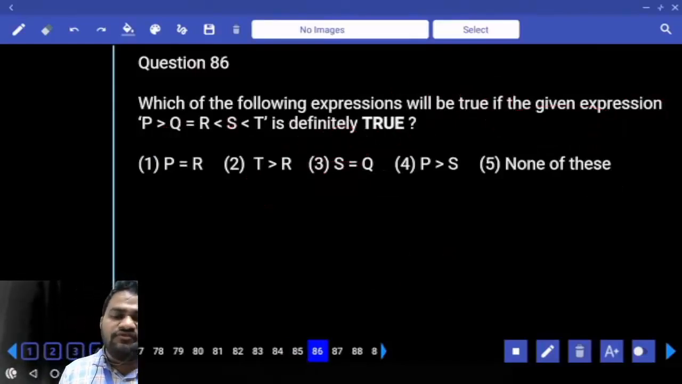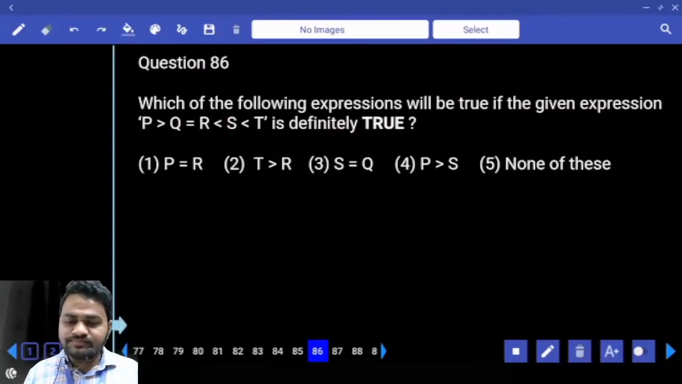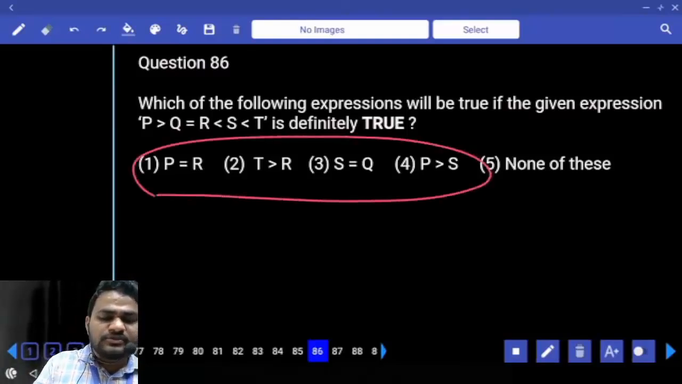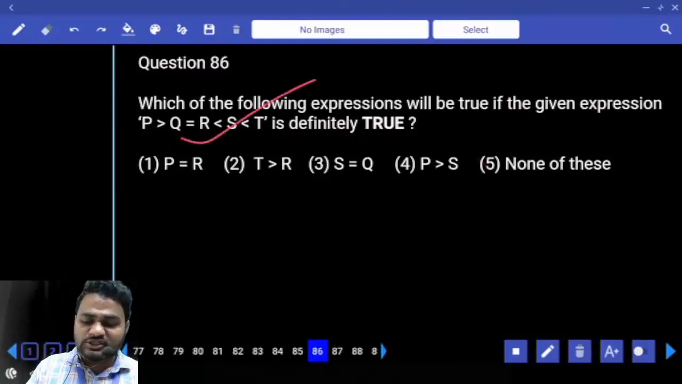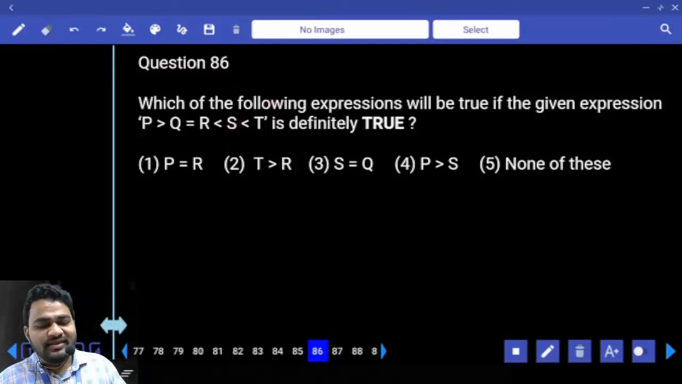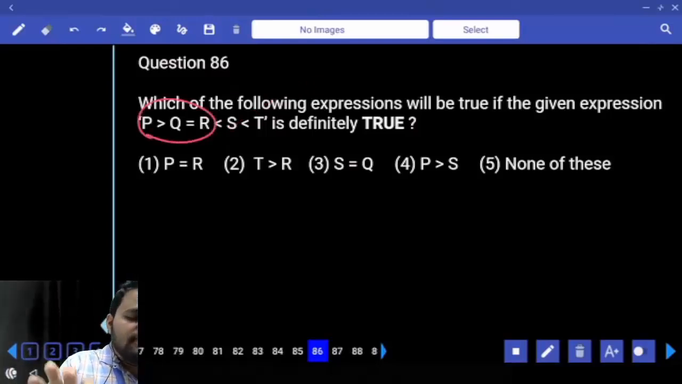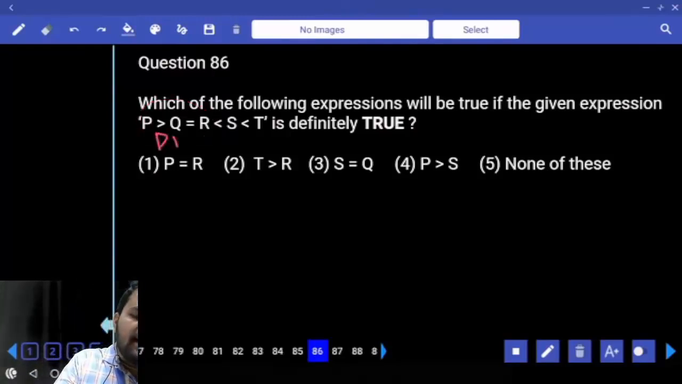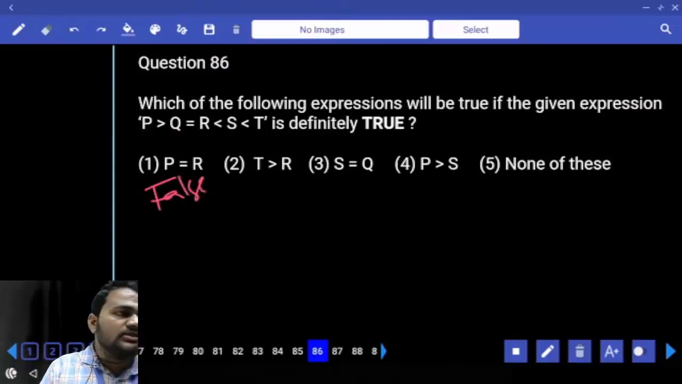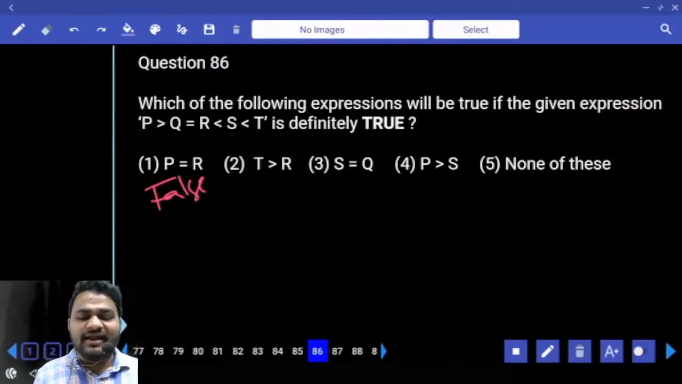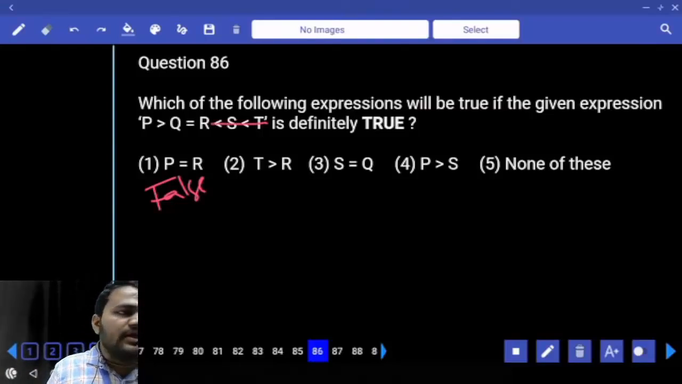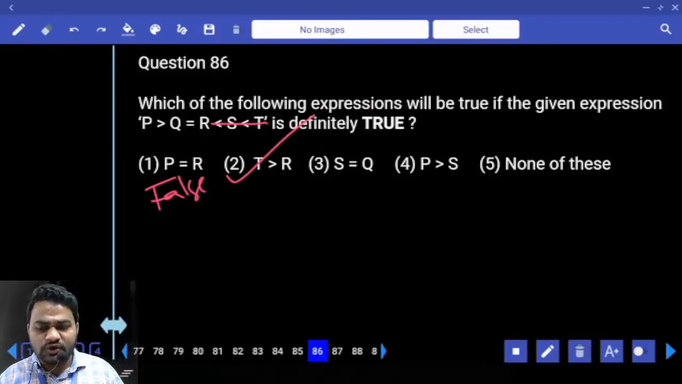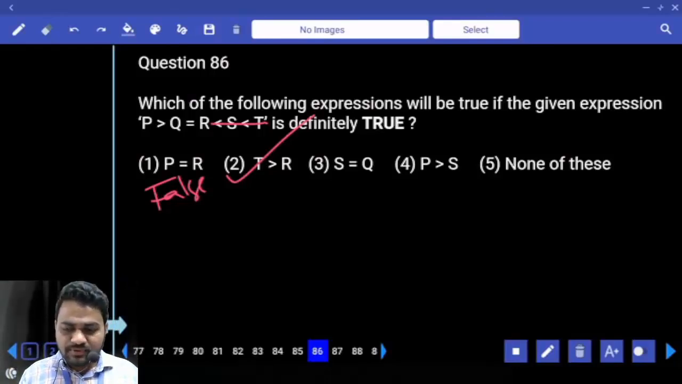Next, which of the following expressions will be true? Which of the following option is true if the given expression is true? So P equal to R. From the statement you will be getting P greater than R, but they gave you P equal to R. I can say that the first option is false. Next, T greater than R is from T to R, that is T greater than R. In the conclusion also they gave you T greater than R, that is the only true one.